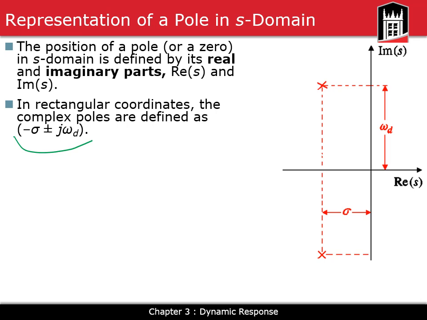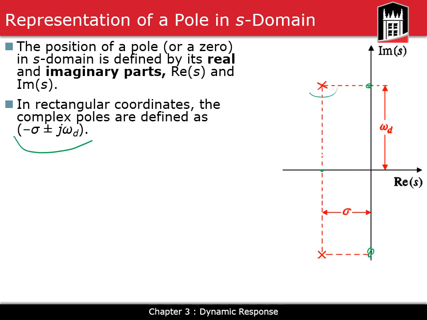Positive or negative, because if there is a complex pole, there are always two of them, or an even number of them, that are complex conjugates. Complex conjugates, complex numbers, are those that have the same real part, but their imaginary parts have opposite signs. So negative sigma plus j omega d is one pole, negative sigma minus j omega d is the other one. Negative sigma is the real part. On the real axis, you find that negative sigma, and j times omega d or negative j times omega d is the imaginary part. So you find that too.